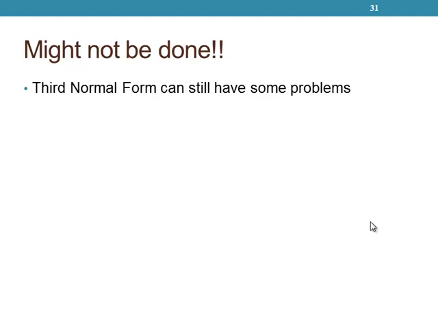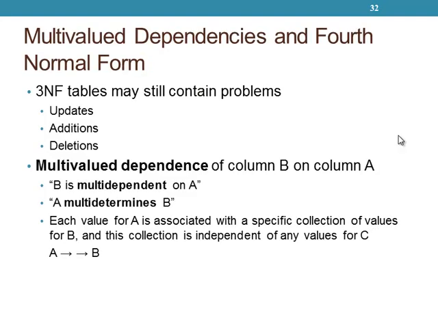Now, after third normal form, we still might not be done. There could be problems. Let's go on. As we continue beyond third normal form, the next problem is multi-valued dependencies, and we're trying to get to fourth normal form, because your third normal form might still have some problems when you're making updates, additions, and deletions. There's a lot of words here and definitions: B is multi-dependent on A, A multi-determines B. Those are some definitions.